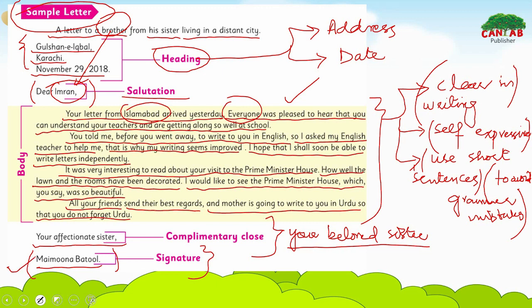So you have clearly seen in the sample letter that it consists of mainly 5 portions. The first one is the heading. The second one is the salutation. The third one is the body. The fourth one is the complimentary close, and the fifth one is the signature.